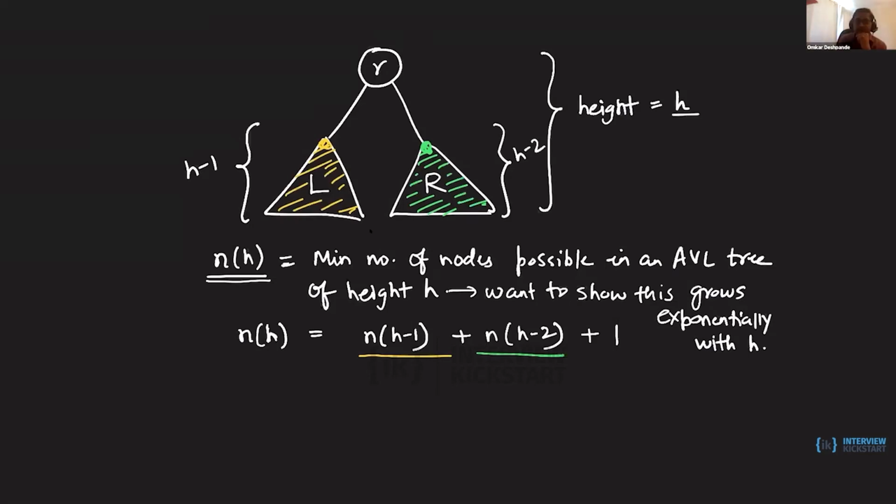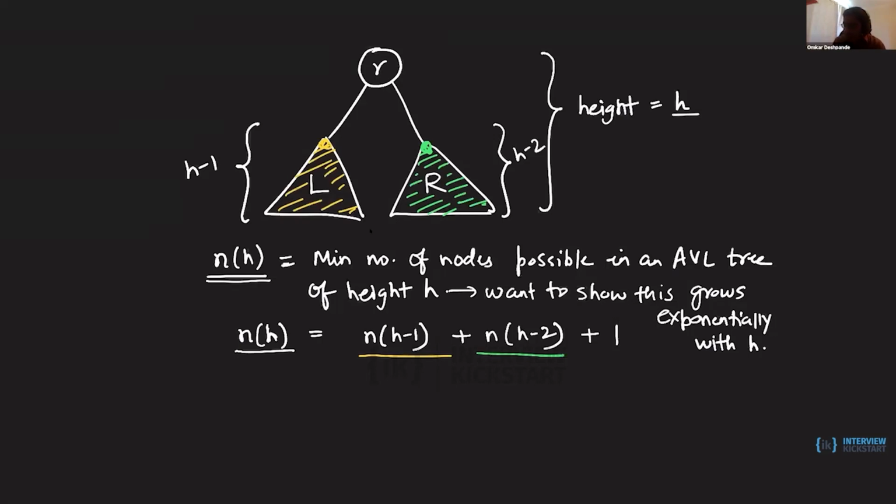Right, got it. So, since this is not a math class, we're not going to exactly solve this. We just want to show that n of h grows exponentially with h. Now, this kind of recurrence looks a little familiar. It is almost the same as the Fibonacci recurrence. If this was fib of h on the left side and fib of h minus 1 and fib of h minus 2 on the right side, then the number of nodes would be exactly a Fibonacci number. But there's this plus 1 there.